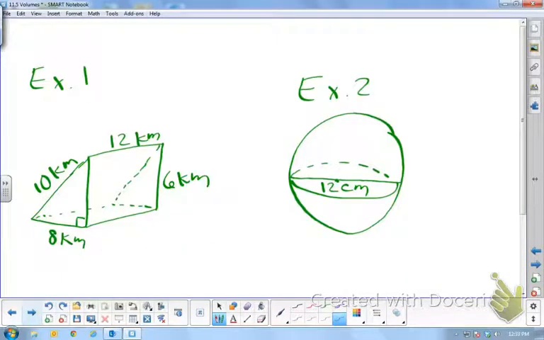So example 1 and example 2, you can see both right now. One is based off of a triangle. We have to decide, is that a triangular pyramid or is that a triangular prism? The second one's definitely a sphere.